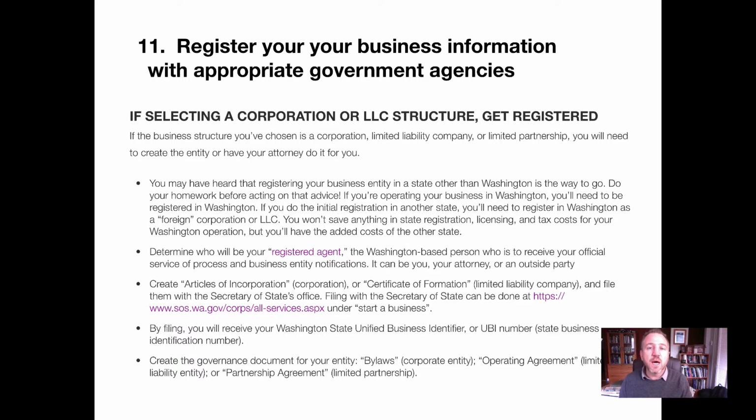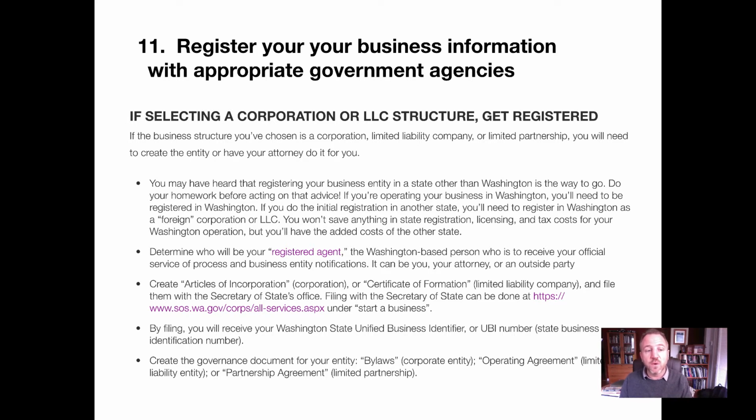So if you decide to set up an LLC, this is where you might want to hire an attorney and spend probably anywhere from $300 to $600 to set up your operating agreement and register all your paperwork. If you want no headaches and have somebody else do it, I would hire an attorney.